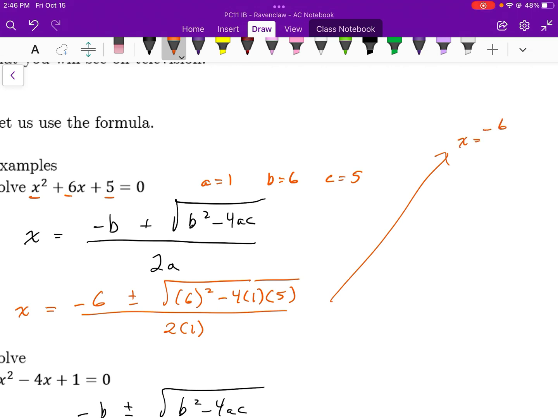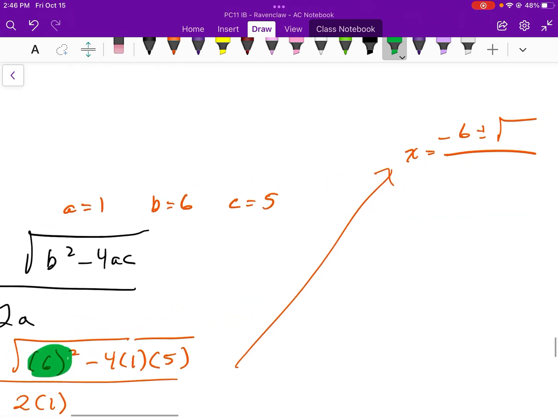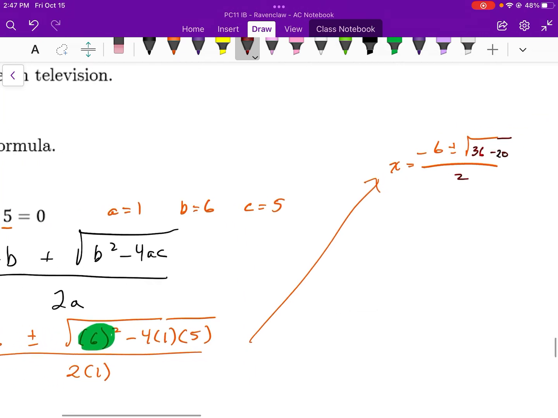So x is equal to negative 6. I'm going to worry about the numerator. Plus or minus the square root of, well, if I evaluate 6 squared, it's 36 minus 4 times 5 is 20. My denominator is 2.